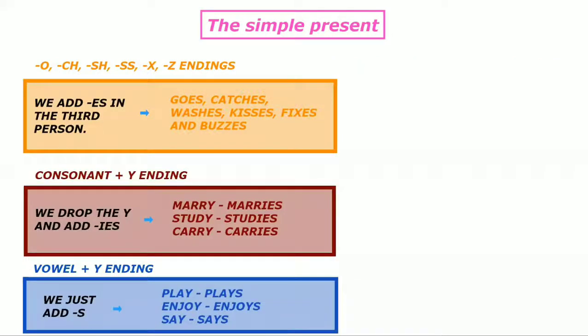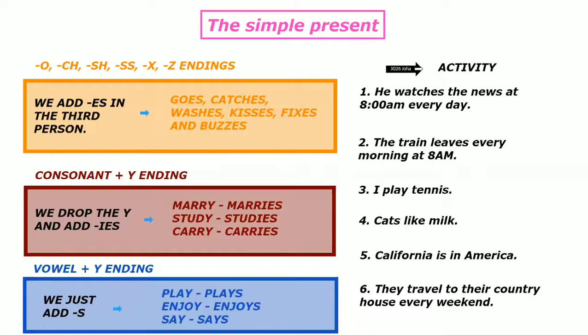Okay, and now let's talk about the endings and when do we need to add ES or drop the Y and add IES or just S. Okay, and now we have here an activity in order to practice the simple present tense. So in here we need to read the sentence and we have to tell the use of this tense.